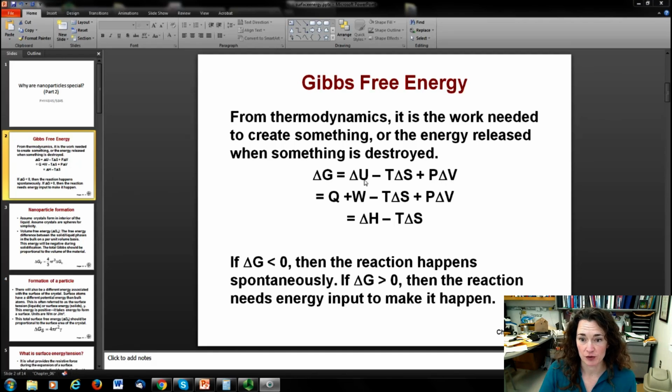If you remember your thermodynamics, that delta U, that change in internal energy, is equal to the heat, Q, plus the work, W, done on the system. And if you really remember your thermodynamics, then you'll remember that there's a quantity called the enthalpy, which is usually symbolized in physics with a delta H, that's equal to some of those quantities above. So that's our Gibbs free energy.